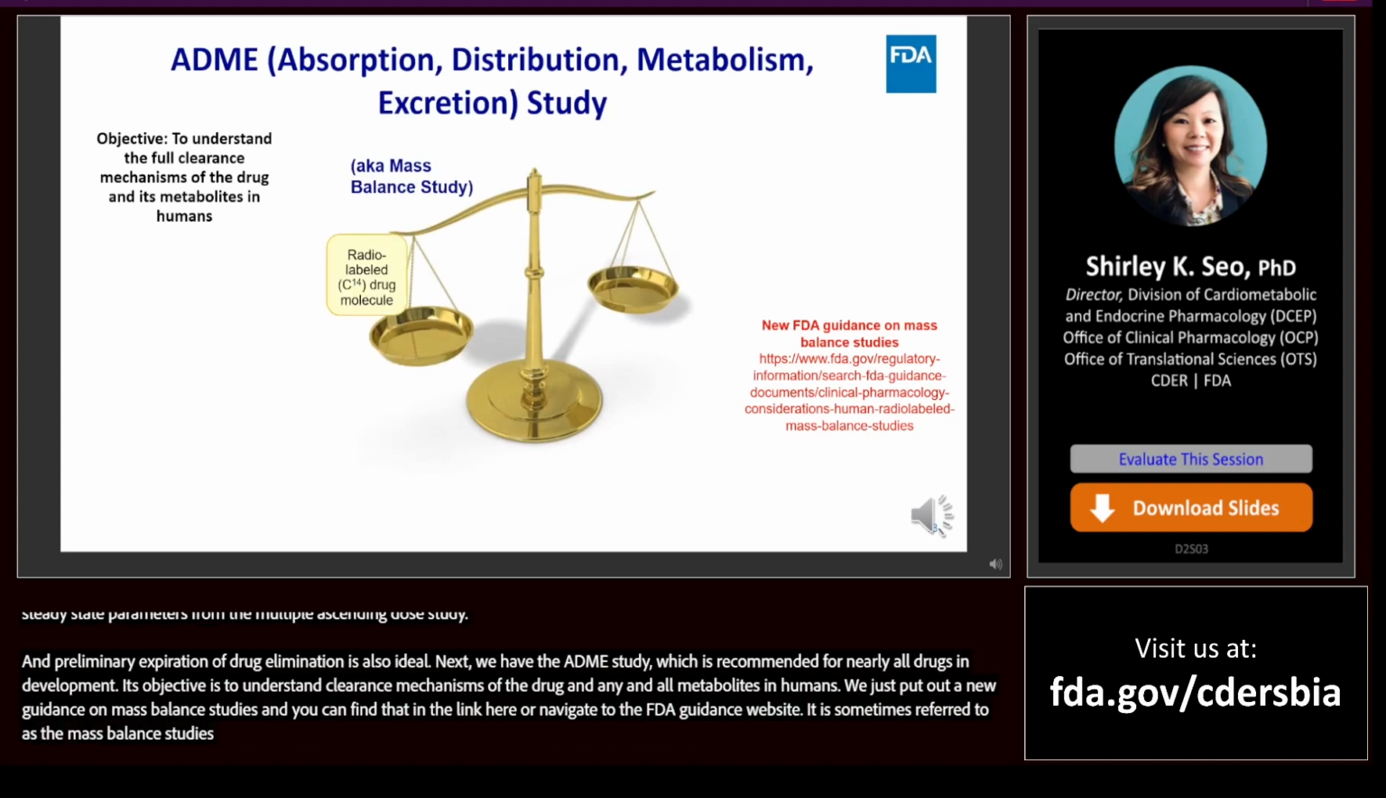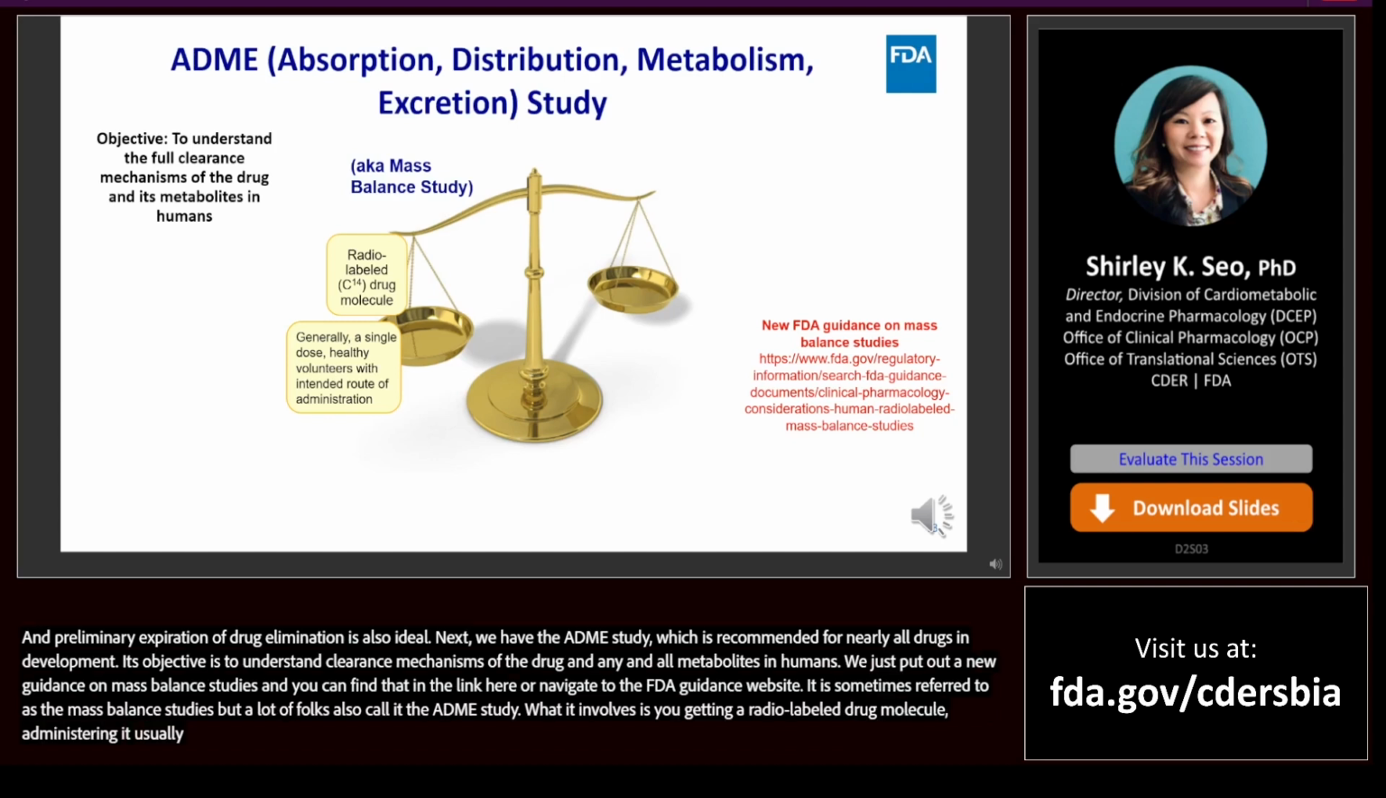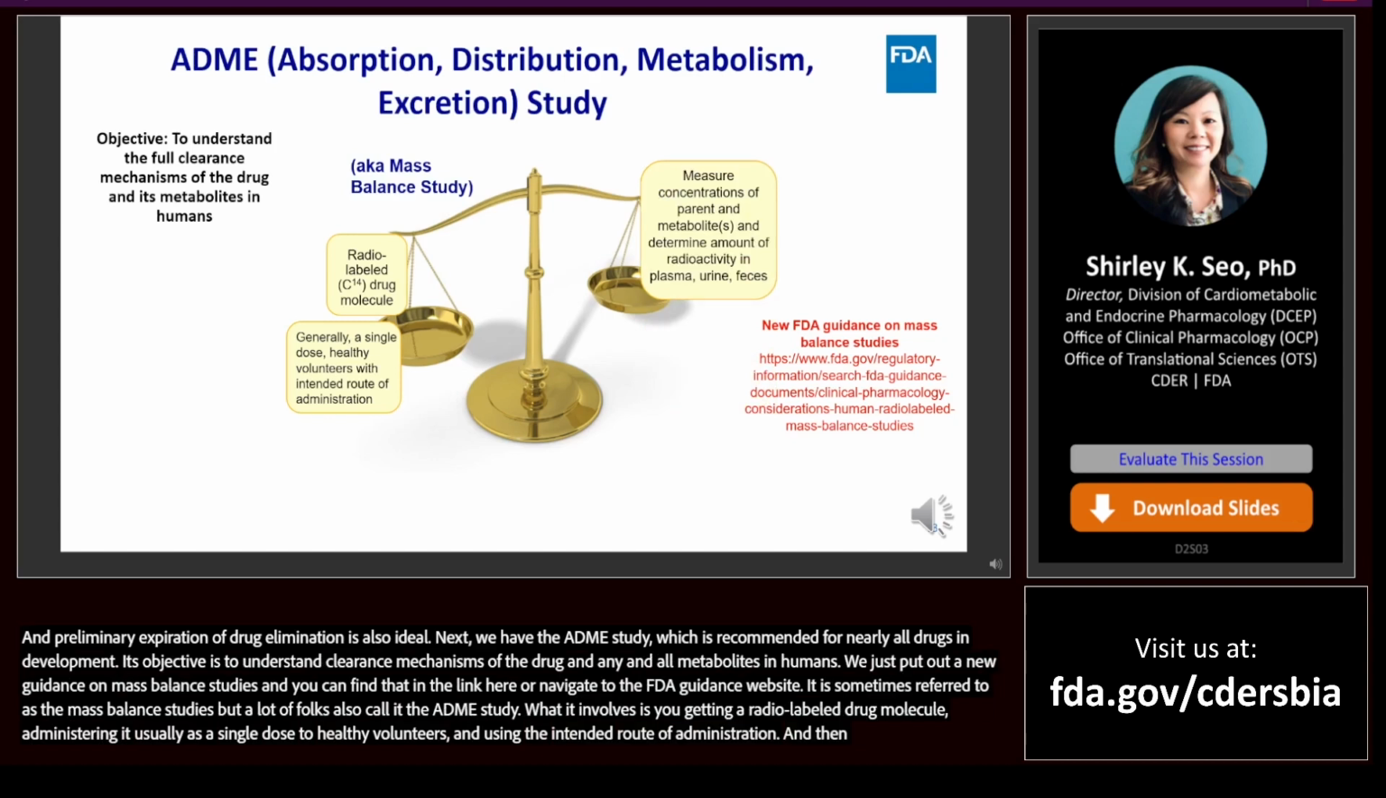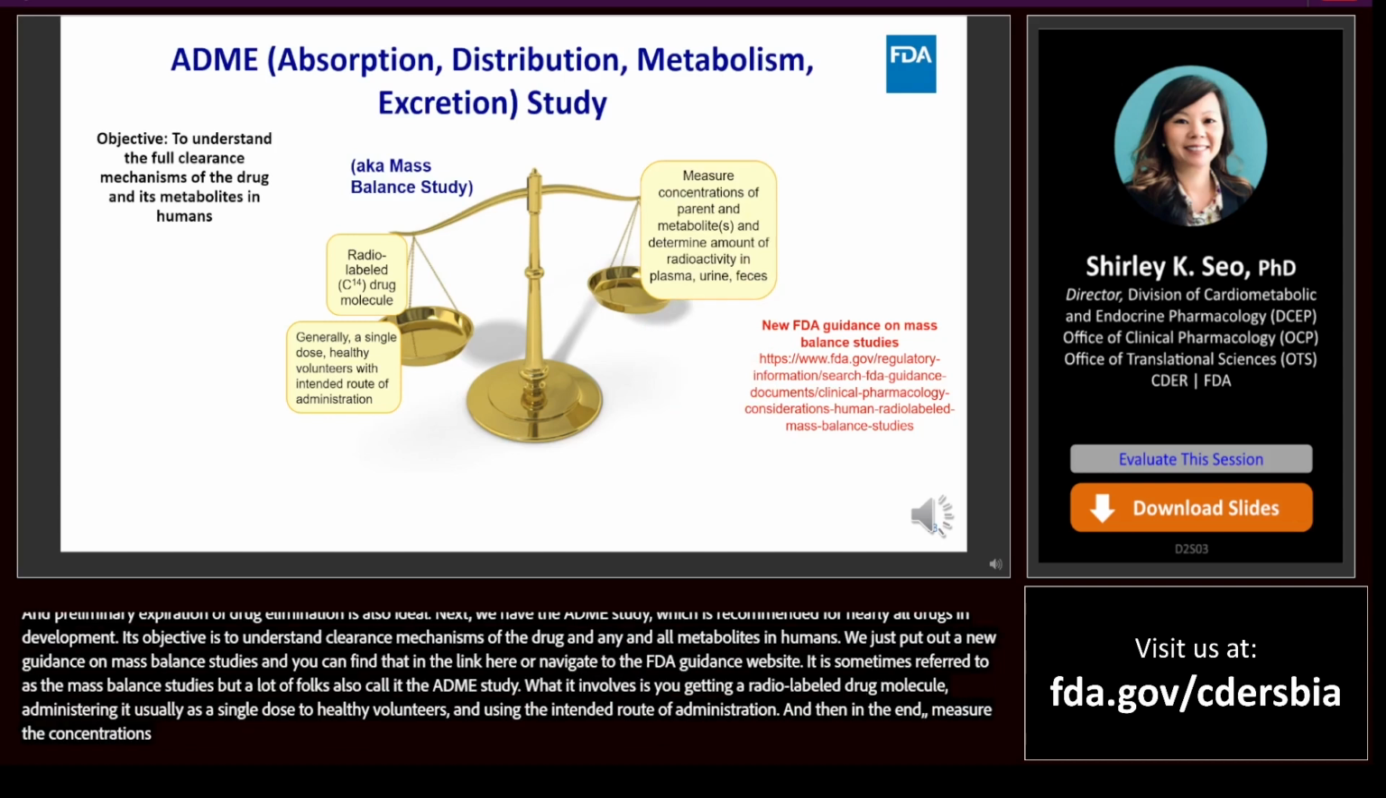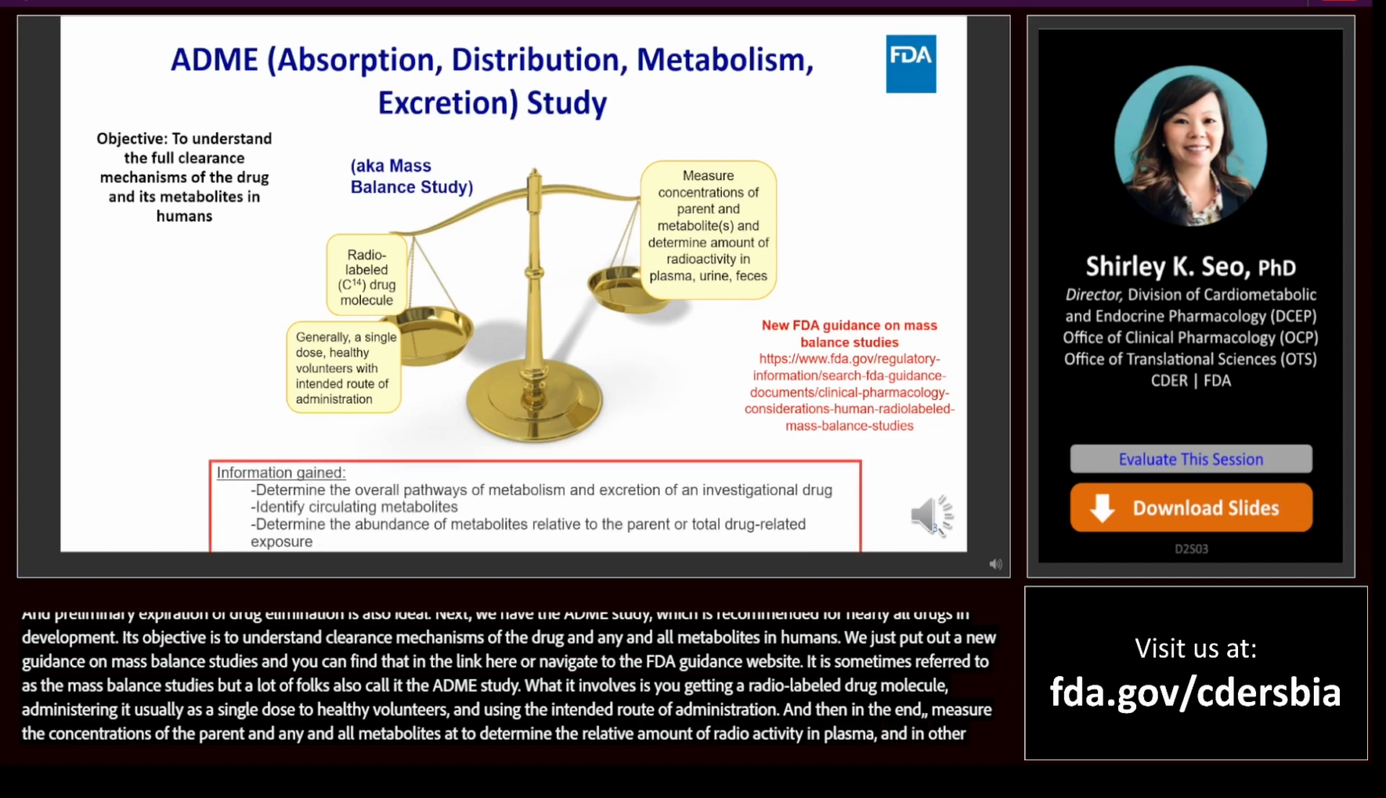What it involves is you getting a radio-labeled drug molecule, administering it usually as a single dose to healthy volunteers, and using the intended route of administration, and then in the end, measuring concentrations of the parent and any and all metabolites to determine the relative amount of radioactivity in plasma and other biological matrices such as urine and feces.